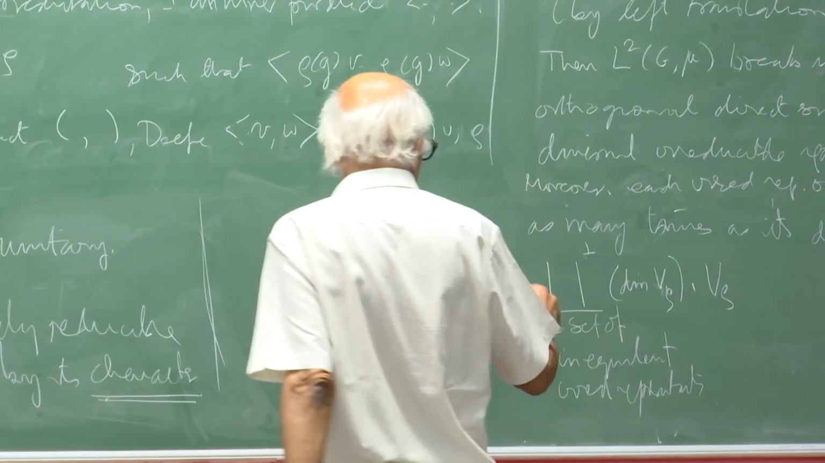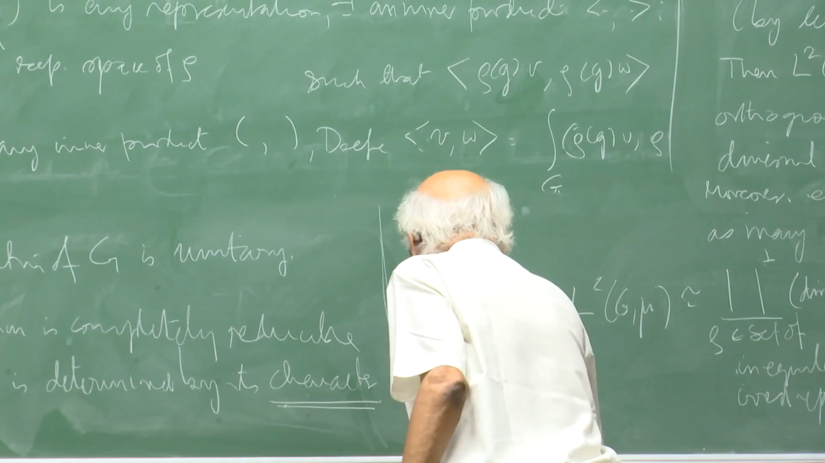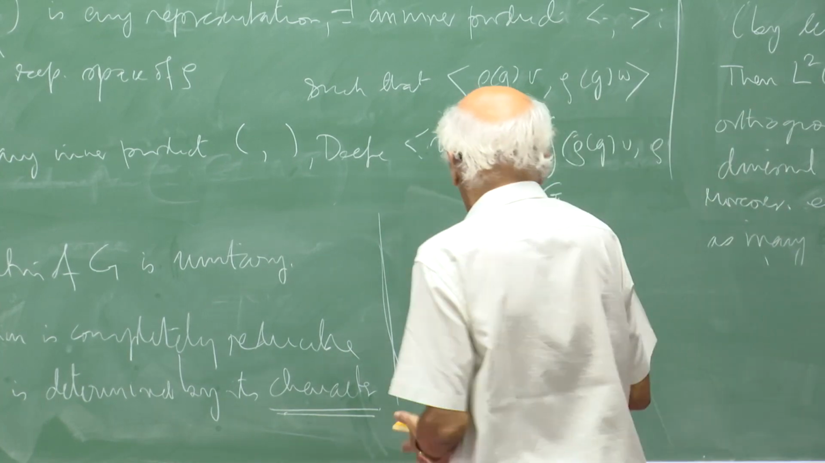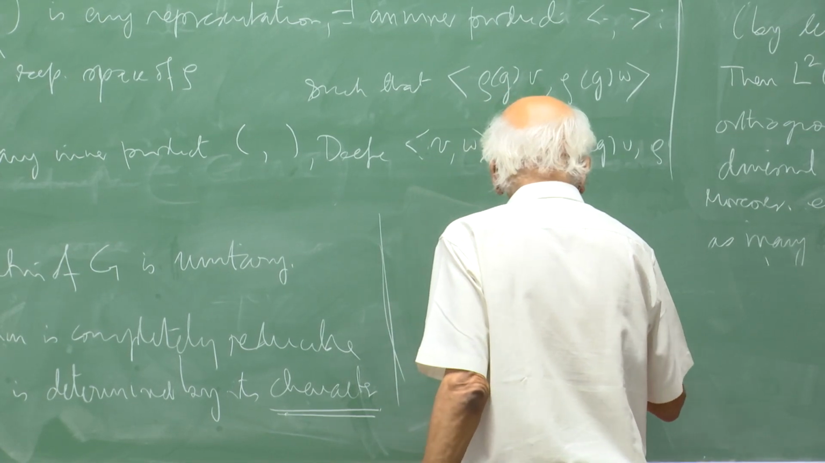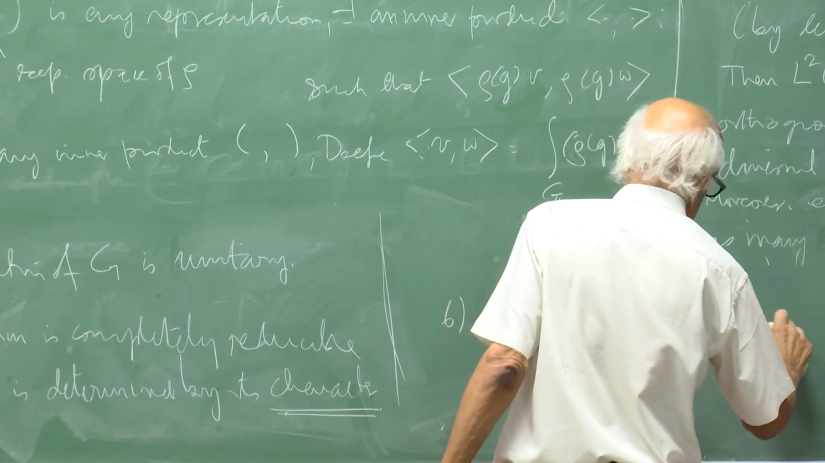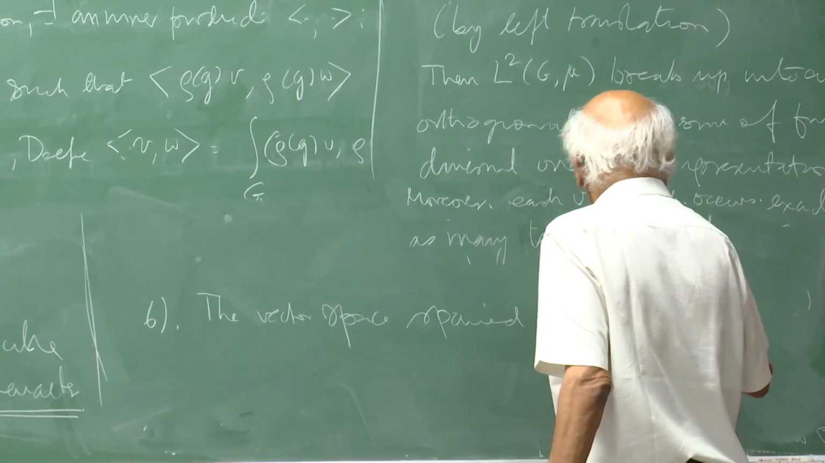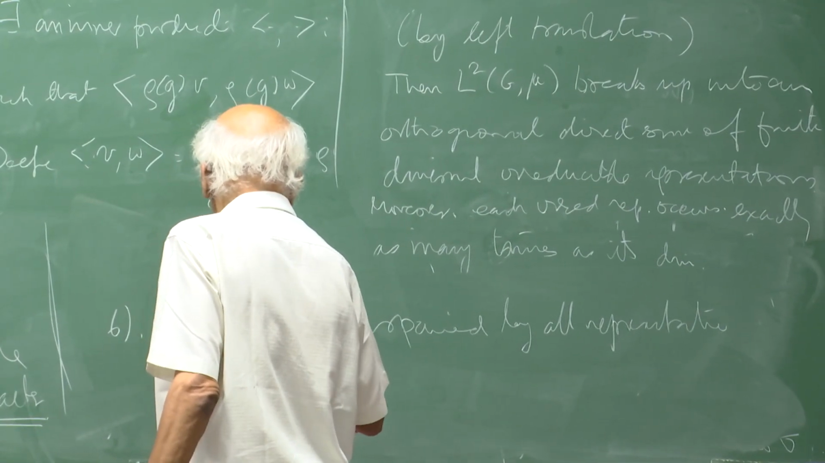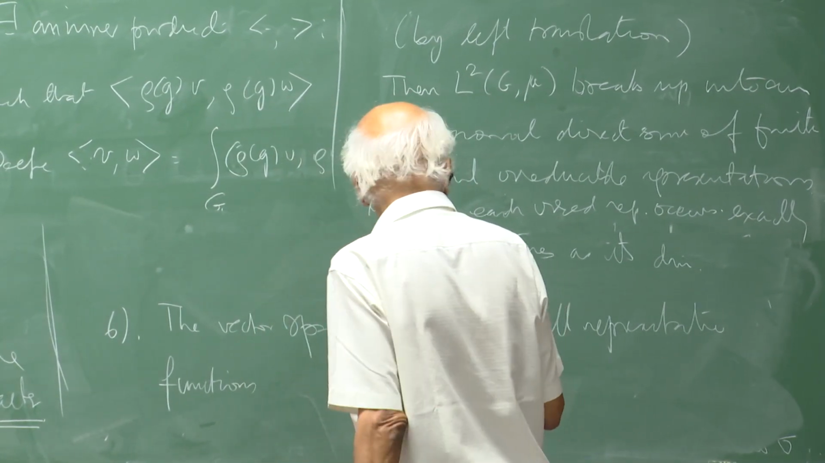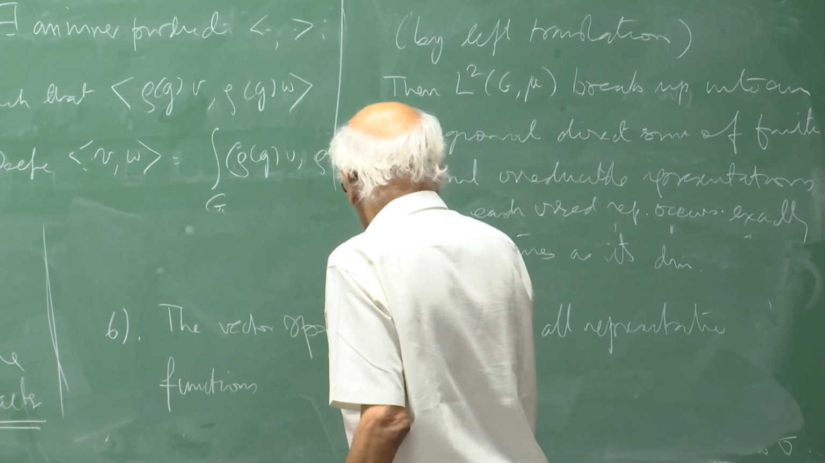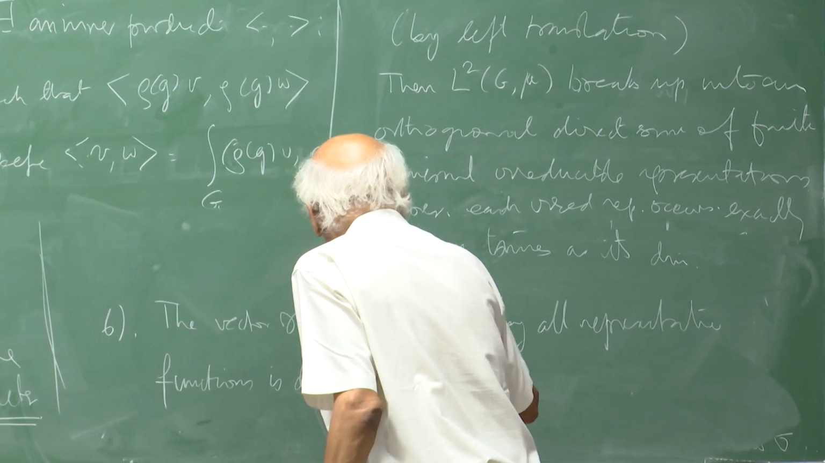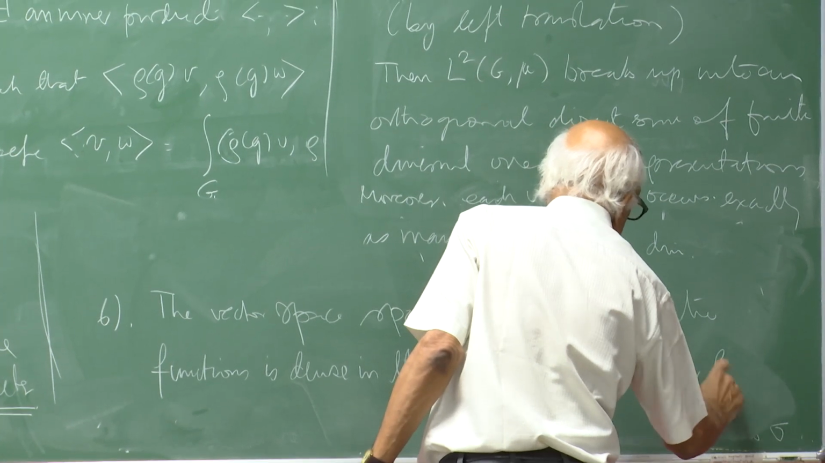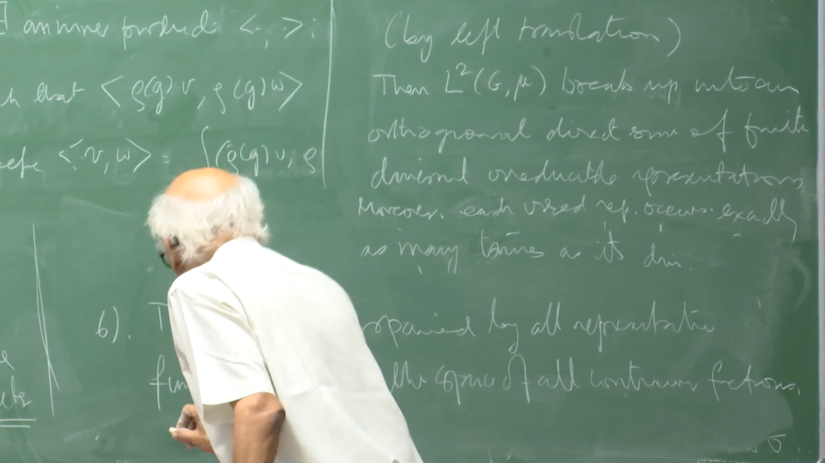Well, there's one more statement which needs to be made, which is the following, 6. The vector space spanned by all representative functions is dense in the space of all continuous functions in the topology of uniform convergence.